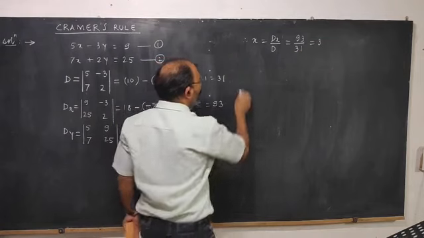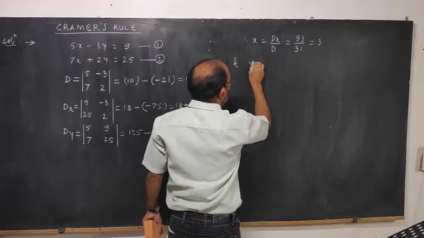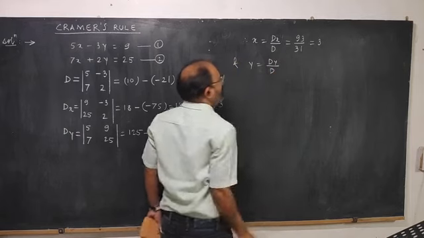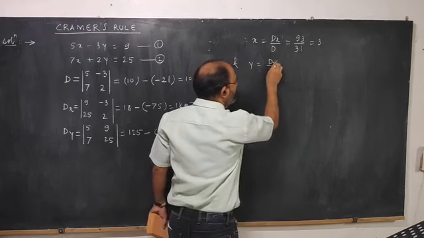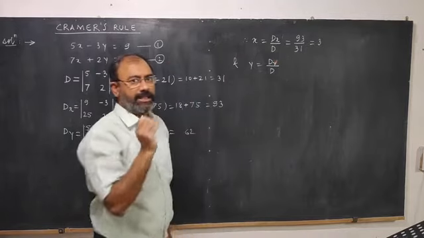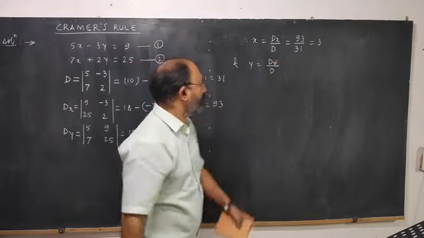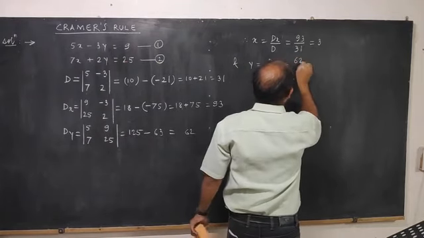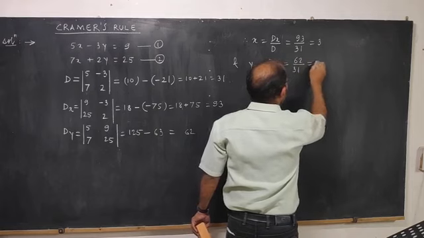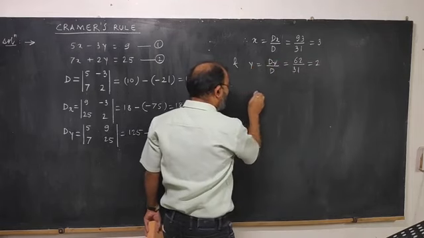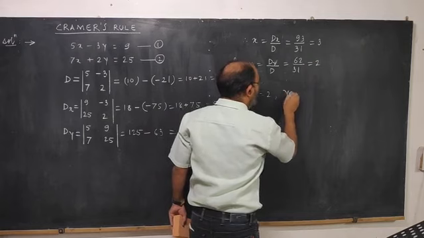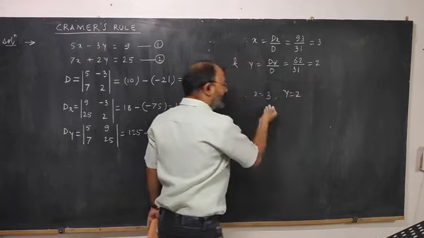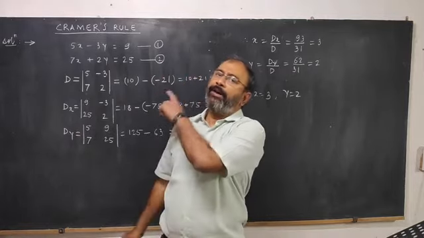Correct? Then the value of y, and y is equal to Dy upon D. This y is a suffix. It should be written slightly below D. Same way x also. Okay. So Dy, how much is it? Dy 62 upon 31. This comes out to be 2. Therefore, x is equal to 3 and y is equal to 2. This is the solution of the given equations.